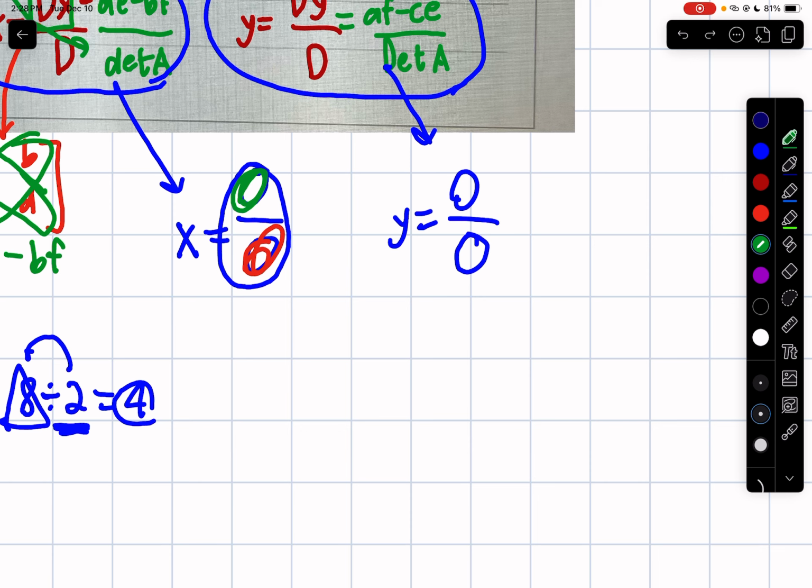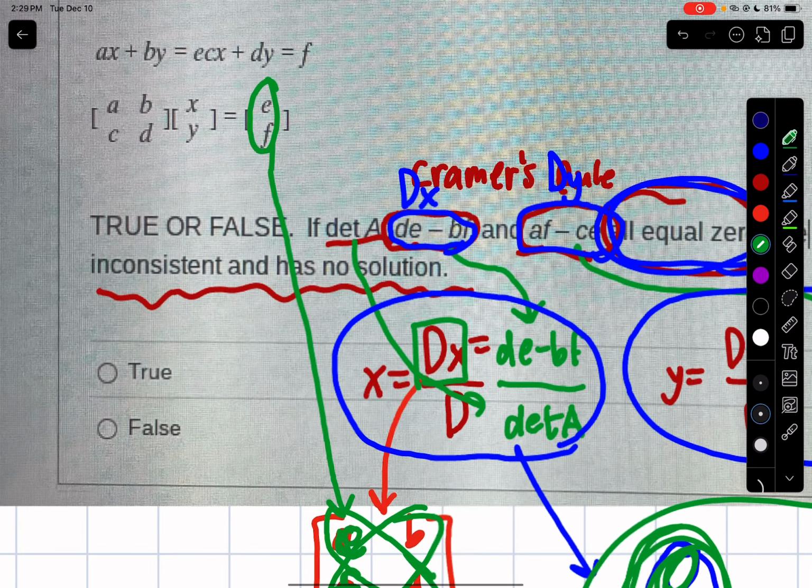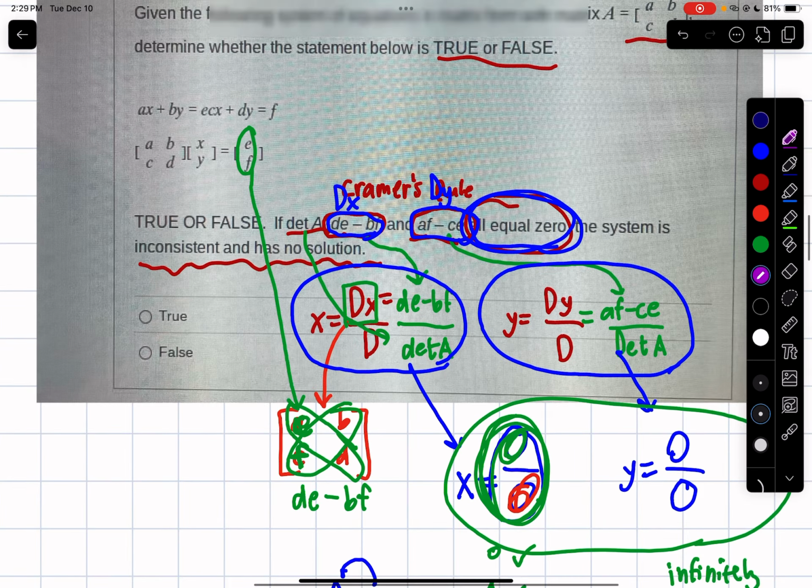Is it true that 0 groups of 0 make 0? Yes, it is. Is it true that 1 group of 0 makes 0? Yes. 2 groups of 0 make 0. Yes. 3 groups of 0 make 0. Yes. So the idea is that we have infinitely many answers to 0 divided by 0, because any amount of zeros will still stack up to make 0 overall. So this situation doesn't imply that there's no solution. It implies that there are infinitely many solutions.